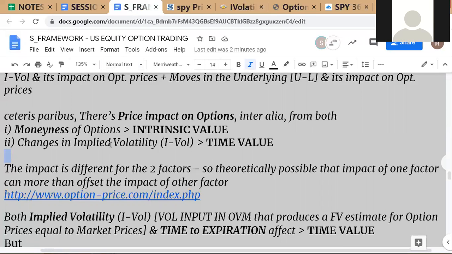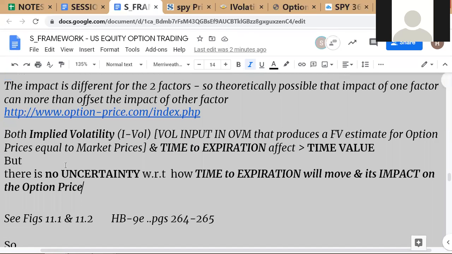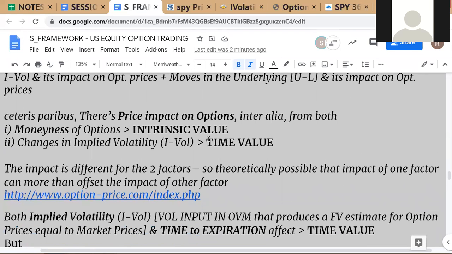And the answer is eyeball, because the time to expiration, we don't really worry about it because it goes in only one direction, and we know exactly how it affects the price of the option. No uncertainty. So we worry about this only. So there is no uncertainty. So now you understand. We worry only about the eyeball part when it comes to understanding how time value is going to be affected.